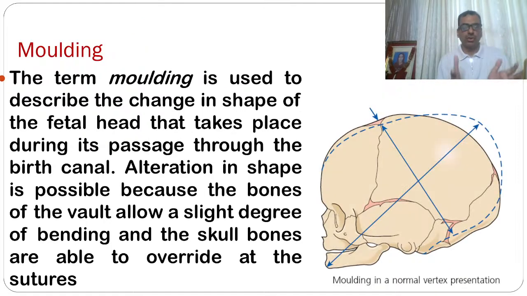Now, the term molding. The term molding is used to describe the change in the shape of fetal head that takes place during its passage through the birth canal. Alteration in the shape is possible because the bones of the vault allow a slight degree of bending, so that the skull bones are able to override at the sutures. So this process is known as molding.